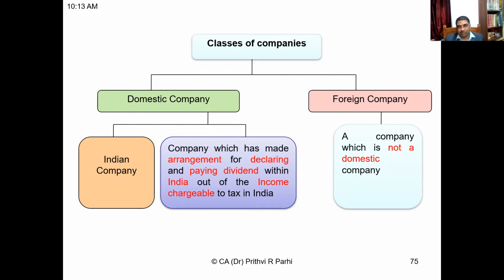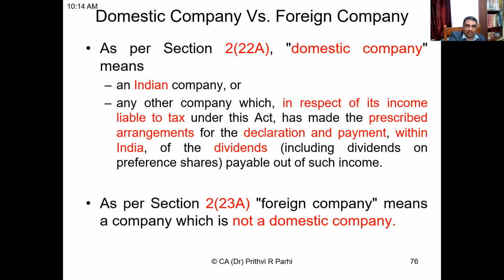A company which is not a domestic company. First, you have to decide whether a company is a domestic company or not. If it is an Indian company, then we need not bother at all, it is always a domestic company. If it is not an Indian company, then we have to see if it has made some arrangement for declaration of payment of dividend in India out of the income chargeable to tax in India. This is how we can classify the company into two categories.